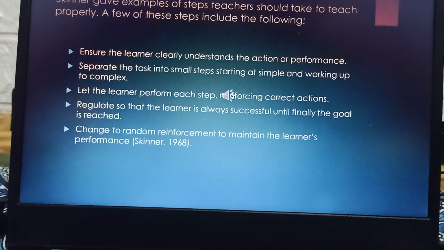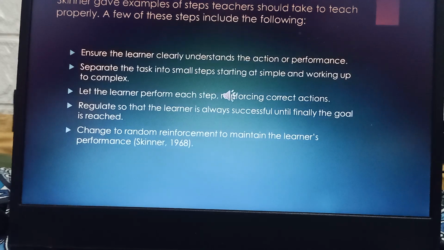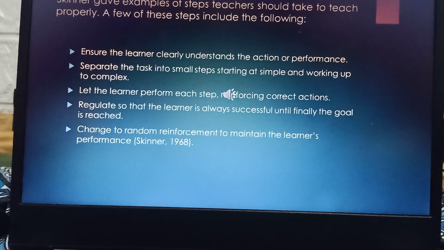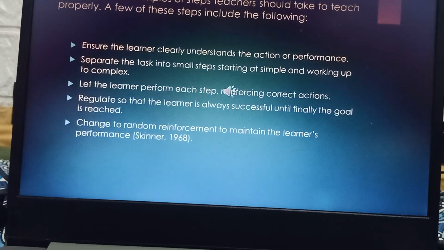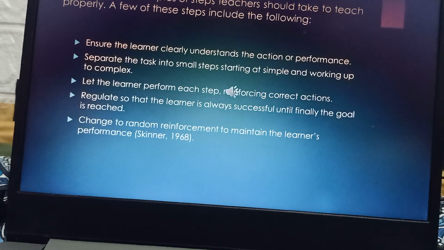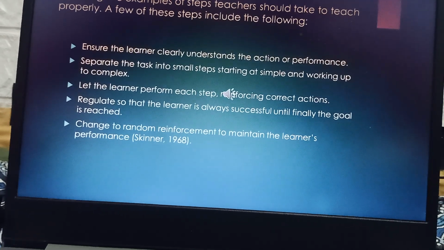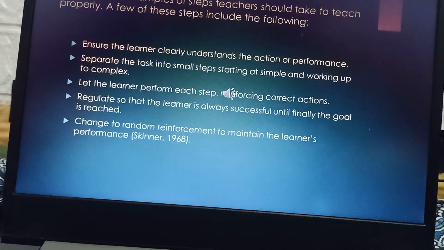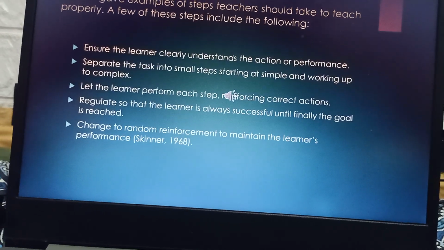Change to random reinforcement to maintain the learner's performance. So, dili po tingon nga permanente ang atong reinforcement nila. So, dapat po na naay changes para ma-challenge sila. Dili ingon every action na icon. So, dapat po na magka-level up pa ang reinforcement since magka-level up ang ilang pagsagot.